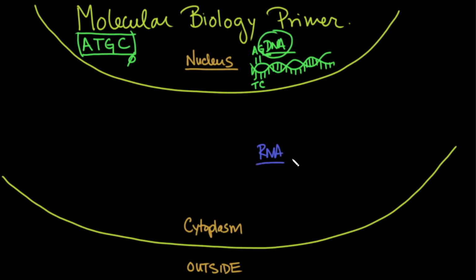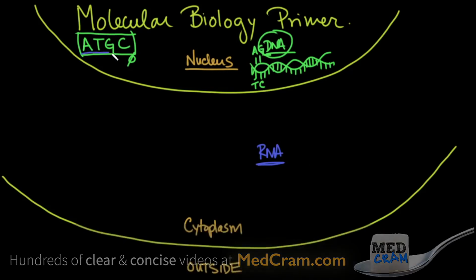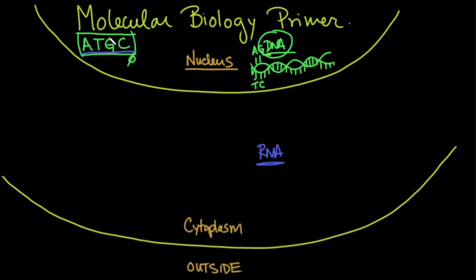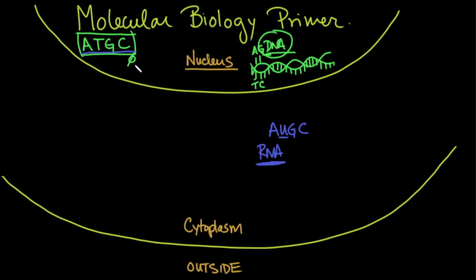RNA is exactly the same as DNA except for two major areas. RNA will use exactly the same letters except it will not use a T, it will use a U. So it's A, U, G, C. U stands for uracil. The other thing is that in that area where DNA has no oxygen, RNA actually has an oxygen, and that's why it's known as ribonucleic acid, and this is known as deoxyribonucleic acid.